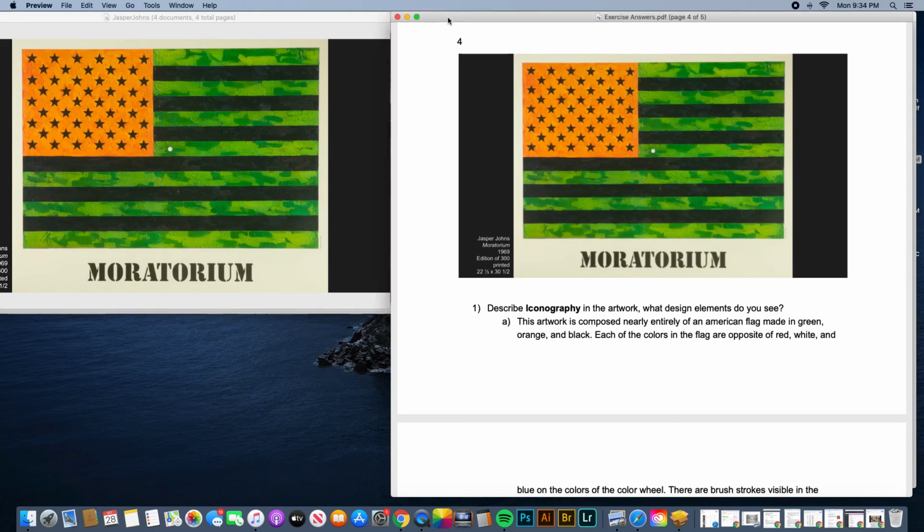So we're looking at, it's not actually a painting, it's a print of a painting. It's okay if you said painting. Okay, we're looking at an artwork made by Jasper Johns called Moratorium, 1969.